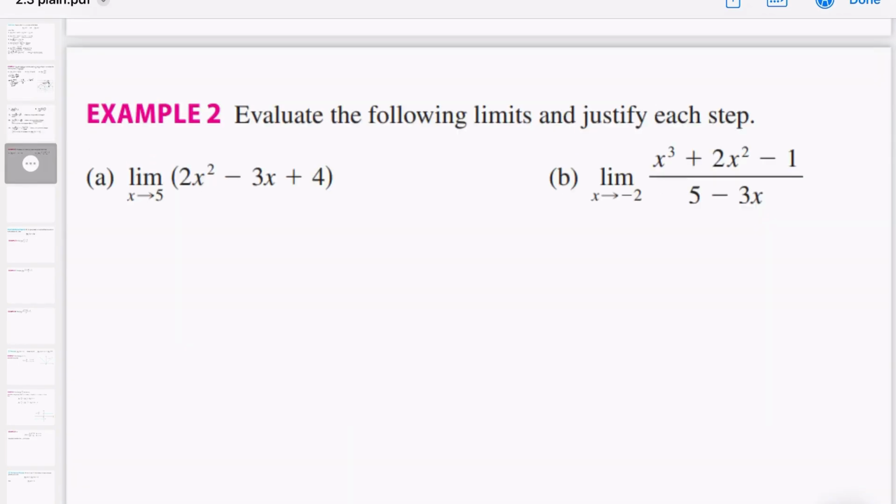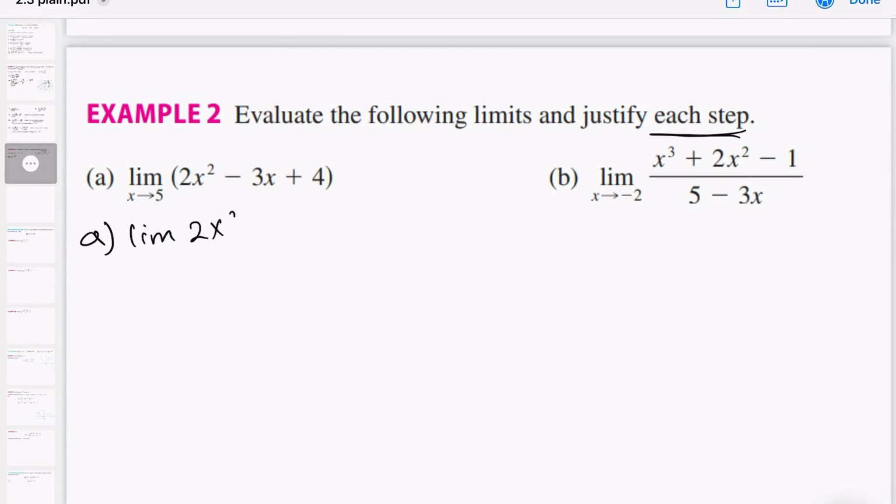Here we have example 2. It says evaluate the following limits and justify each step. So let's start with a. We're going to use the limit laws here. For a, we can use law 2 and law 1 by distributing the limit, because it's addition and subtraction.